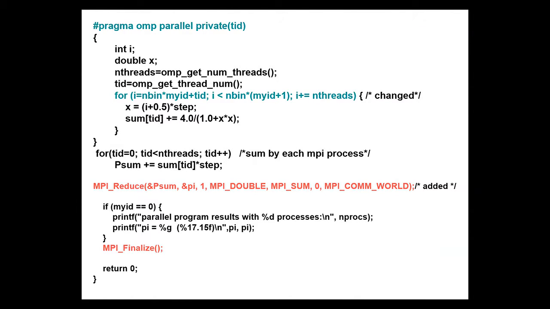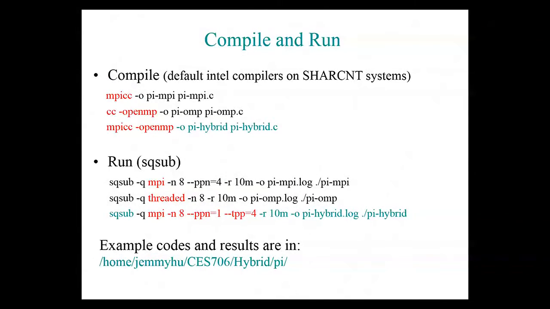Okay. So once we have the code, whether you wrote it yourself, or you have a hybrid code from online or somewhere else, you need to compile it correctly on the systems. On Sharcnet, we have compiler commands like this. So for example, mpicc is to compile pure MPI code. So mpicc, and then this is your binary name, and you have your source code.